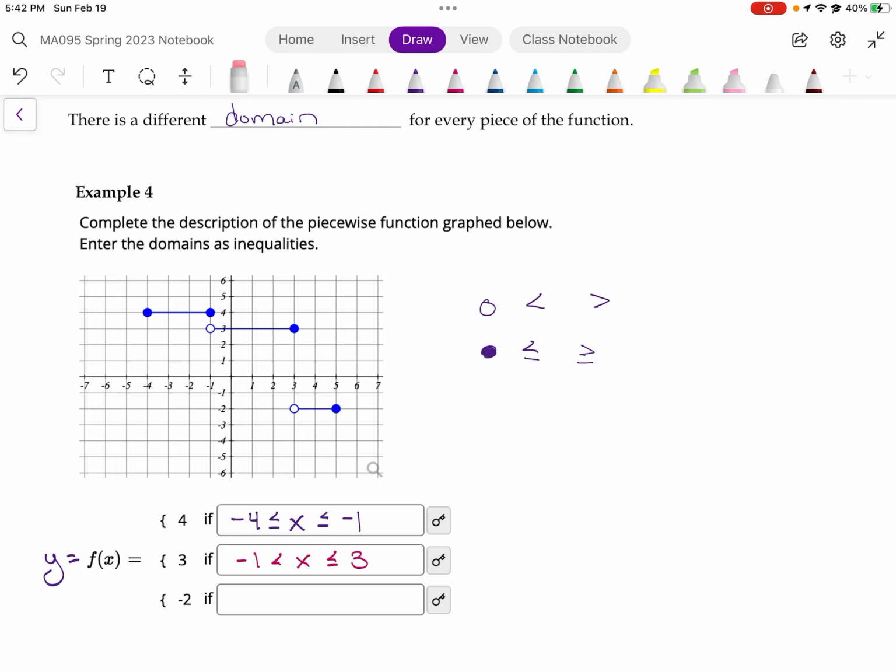All right, you try the last one. All right, here's our -2, and it goes from 3 to 5. It does not include 3, so 3 is less than x is less than or equal to 5.